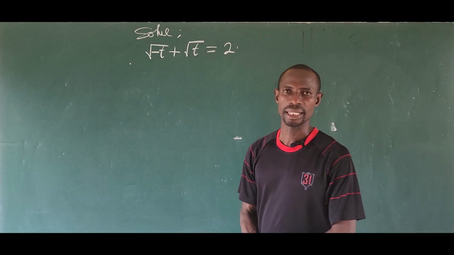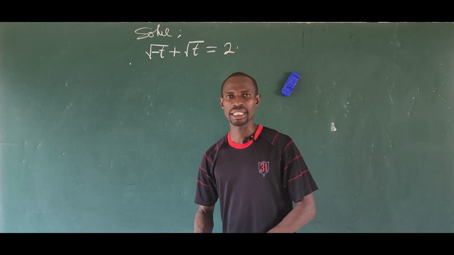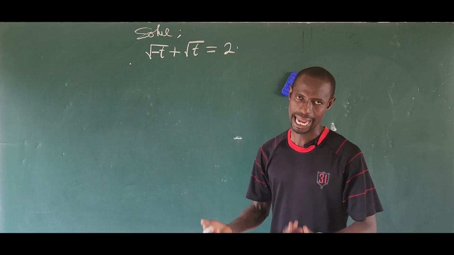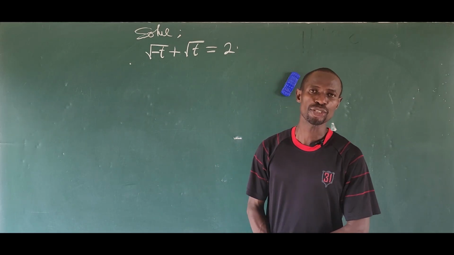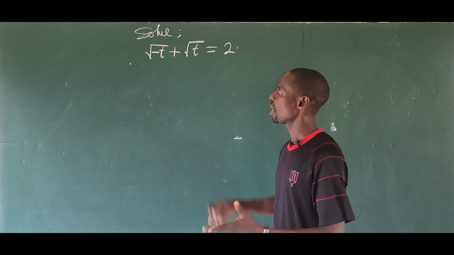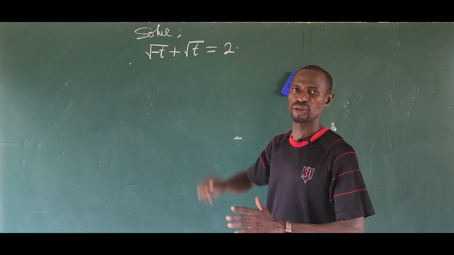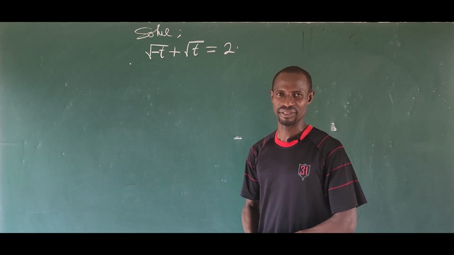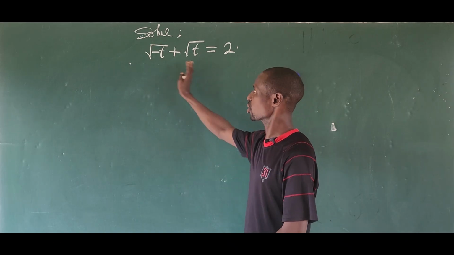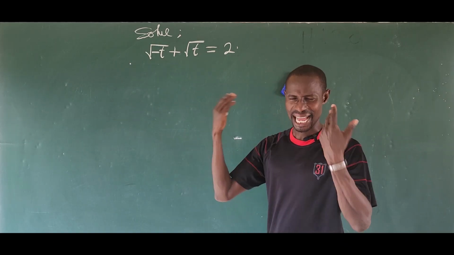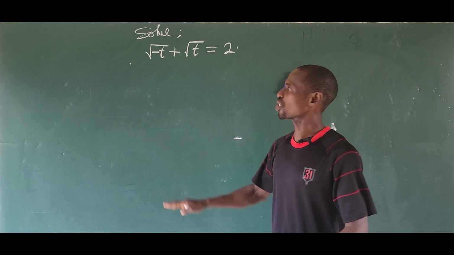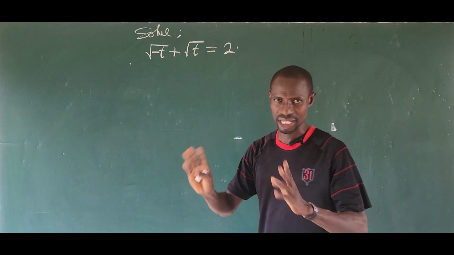Check out this radical equation. We can solve this kind of radical equation using two different methods. We can either move this quantity to this side, then square both sides of the equation, and then simplify. Or we can equally square both sides of the equation and then simplify. I prefer squaring both sides of the equation straightforward.